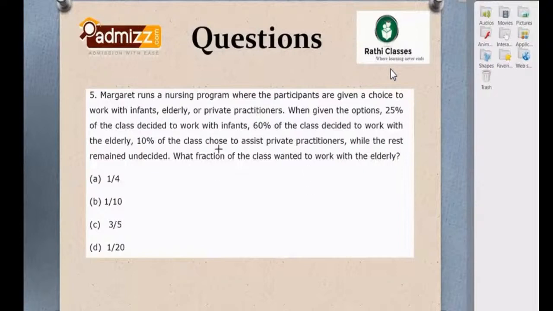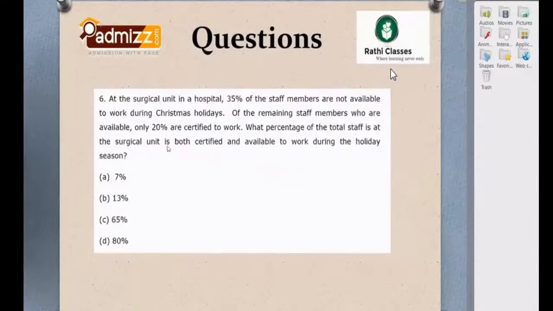As you can see, elderly is 60%, that is 60 by 100. 60 by 100 is nothing but 6 by 10, that is 3 by 5. So the question was very lengthy, but the solution is just hidden over here, that is 60 by 100. So the answer is 3 by 5. This kind of problem is expected, and you need to read the question very carefully and read very fast, as you have only 1 minute to attempt one problem. Moving on to the next question.